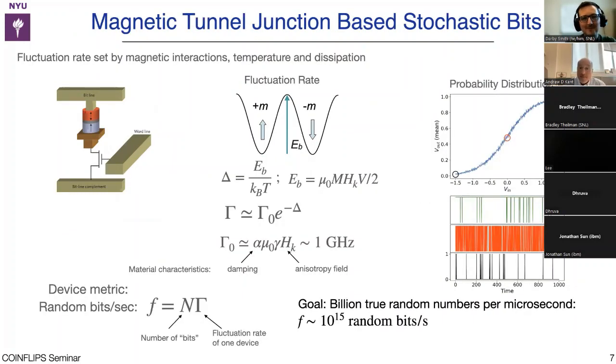So what if you want to make this into a stochastic bit? What if you want to have it such that it will be randomly either magnetized up or magnetized down? Well, what you can do is reduce the energy barrier. There are ways to do that. One easy way is you could change the volume. The energy barrier is proportional to the volume of the element. So if you make it small enough, it will fluctuate.